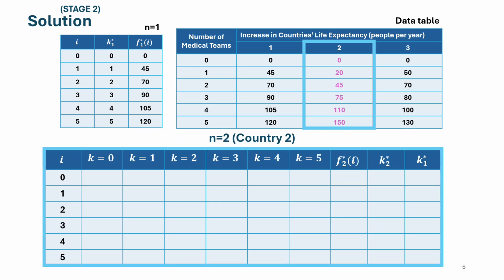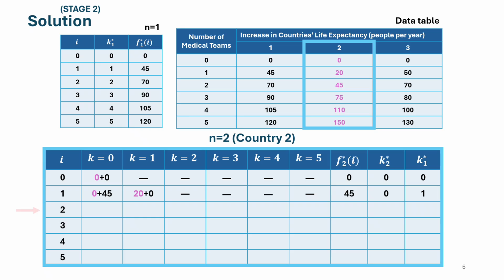For the state where I is 0, with 0 teams, the decision is k equals 0. The return is 0, plus the future optimal return of 0. The total is 0. Thus, f star 2 is 0. For the state where I is 1, we consider k equals 0 or k equals 1. If k is 0, the return is 0 plus 45, which is 45. If k is 1, the return is 20 plus 0, which is 20. The maximum is 45. So, the optimal decision is 0.